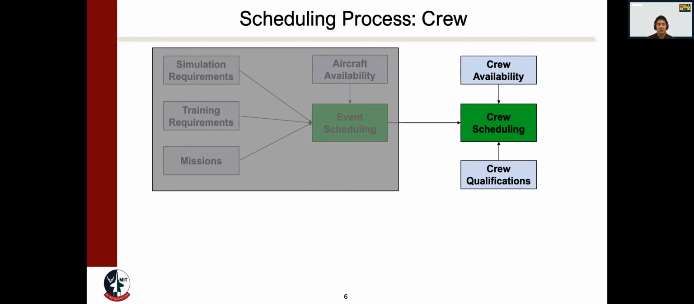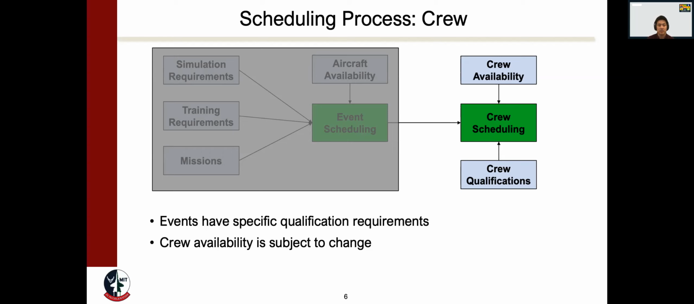In this talk, I will focus on the crew scheduling portion. The scheduler gathers the scheduled simulators, training flights, and missions from various databases. They then fill vacancies based on crew availability and crew qualifications, as events have different required qualifications. Crew availability can be tricky for schedulers, as it is constantly changing and the database is not always up to date.